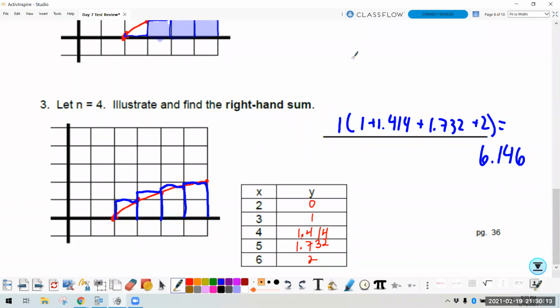Okay, make sure you can do all these kinds of problems independently and confidently. Wait, that was silly. Independently does mean by yourself. Make sure you can do all these problems independently and confidently before the test.